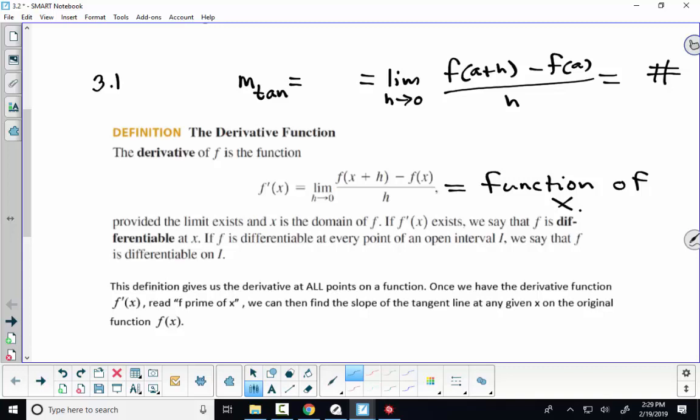And so this definition, provided that the limit exists and x is in the domain of the function, you wouldn't expect to be able to find the slope of a tangent line at some value that's not on the function. If this limit exists, then we say the function f is differentiable at whatever x value. So when we say differentiable, we just mean the derivative exists. If I say this function is differentiable at x equal to 5, that means we can define the slope of a tangent line at x equal to 5.